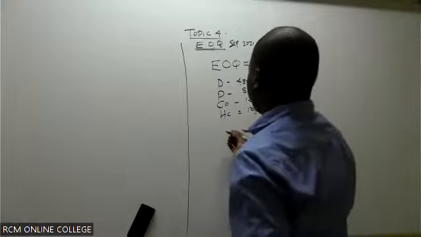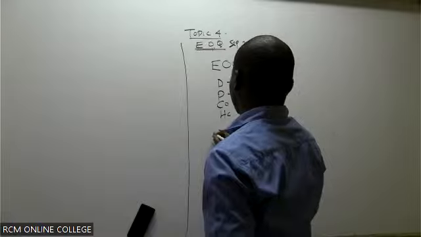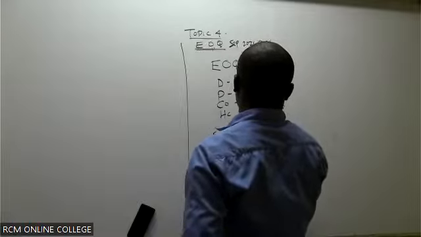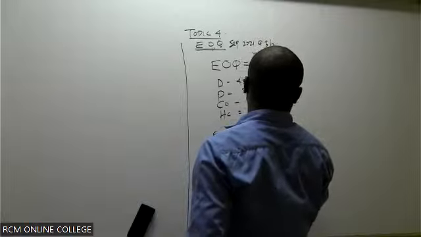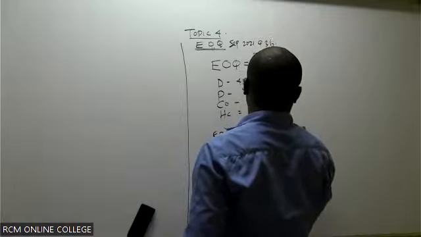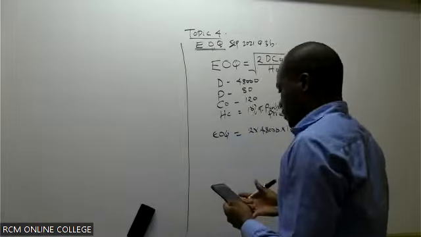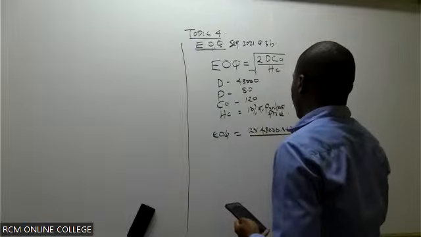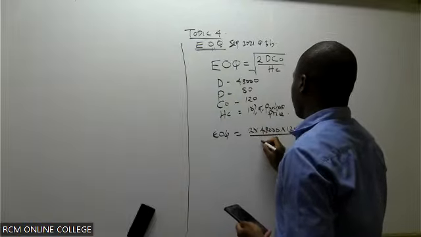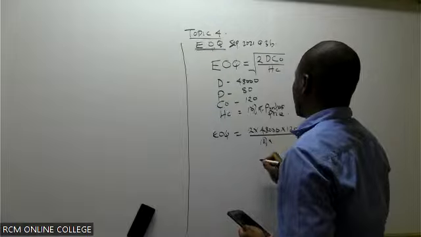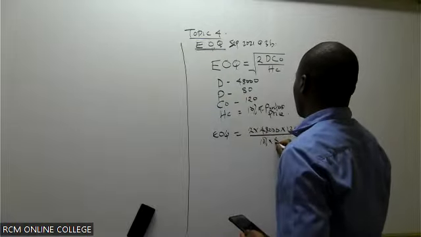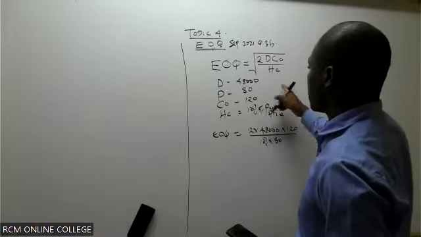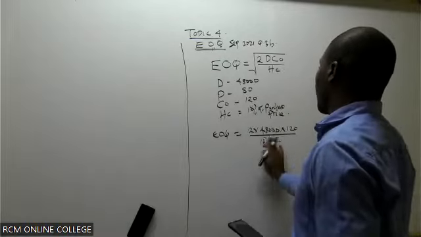Okay, so we have economic order quantity is equal to the square root of 2 times D, 48,000, multiplied by ordering cost, which is 120, then we divide by holding cost, which is 10% of purchase price, which is 80. So you can decide to put it here like this, or you've already worked it out somewhere. You know it is going to be 8 shillings.